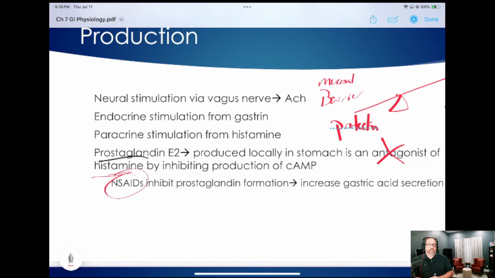When you take NSAIDs, it's going to inhibit prostaglandin formation. Without this, we have increased gastric acid secretion in the stomach, causing an upset stomach. It can cause gastritis if it stays there for a long period of time. We just block the effect of prostaglandin E2, which is going to block histamine from being produced, which is going to block hydrochloric acid from being produced, therefore protective for your stomach. So we like prostaglandins.